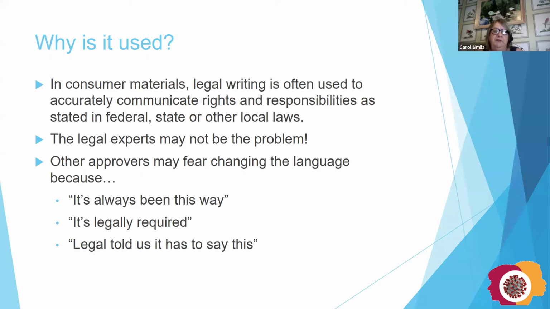Other approvers may fear changing the language because it's always been this way. It's legally required. Legal told us it has to say this. I've heard all of those. Again, sometimes you just have to get back to, well, the law says we have to write at the 6th grade reading level. If you have that law, you can be a very nice, pleasant, broken record and just remind them that the law says, yes, those are all of their rights, but you have to communicate them in a way that the people will understand and use them.